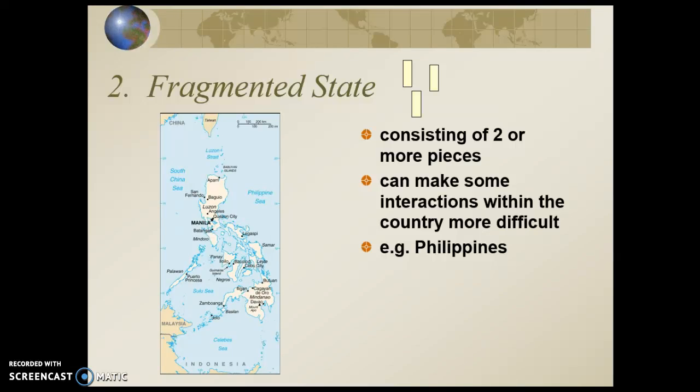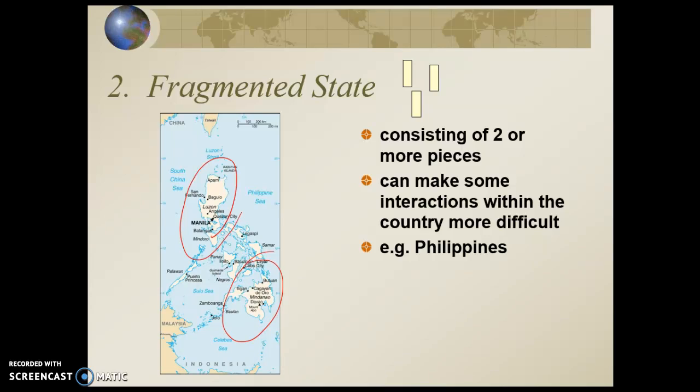Fragmented states consist of 2 or more pieces. So we have the Philippines as an example here. They have the islands in the north, islands in the south, and a whole bunch in between. This can make interactions very difficult within the country because of transportation. How do you get from one island to another? How do you get people from the south together with the north?